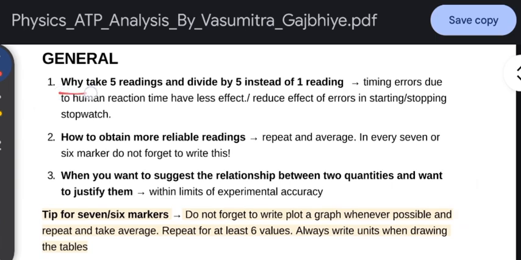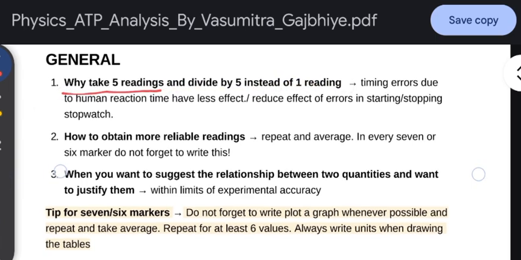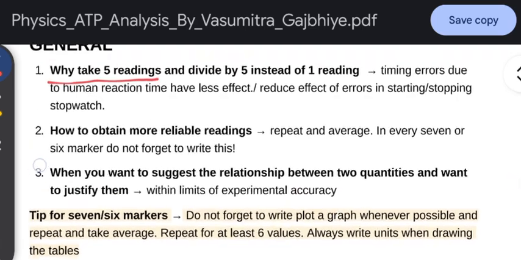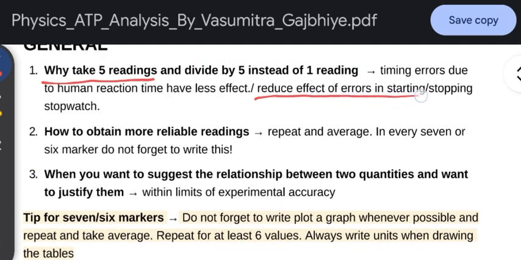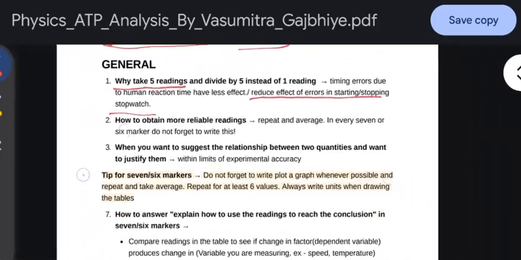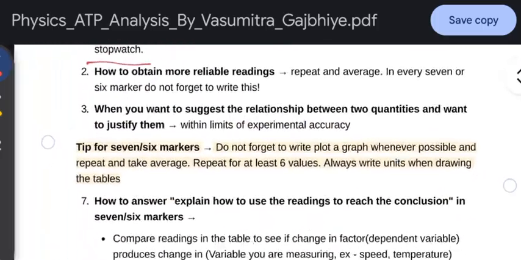Anyways, why take 5 readings and divide by 5 instead of taking 1 reading? The reason is that time errors due to human reaction have less effect. You can also write that it reduces the effects of error in starting and stopping the stopwatch, because when you get more readings, any error can be excluded more easily.